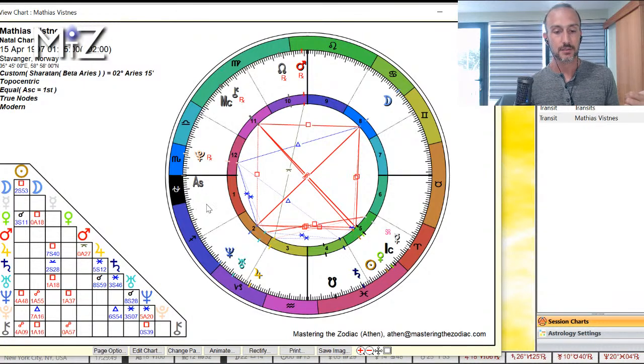The first house is self. Can't have anything without sense of self and identity. The 7th house, opposite that, is relationships. Crucial part of life. This is the axis of interpersonal stuff, self and other, 1st and 7th.